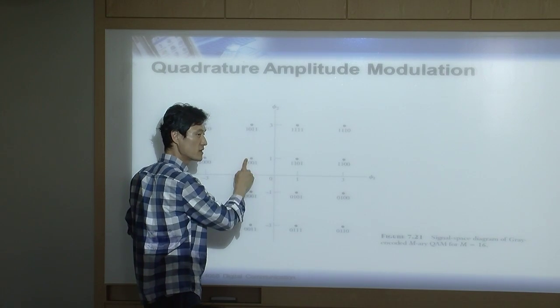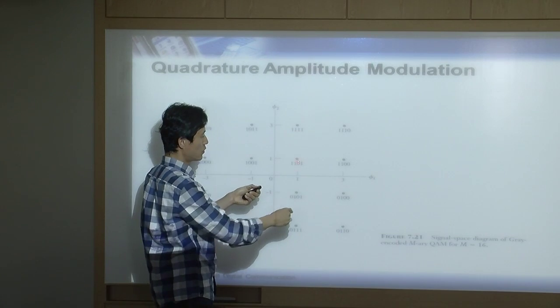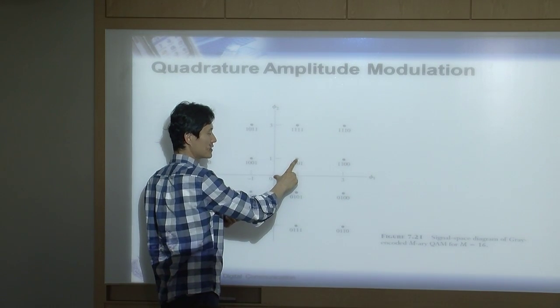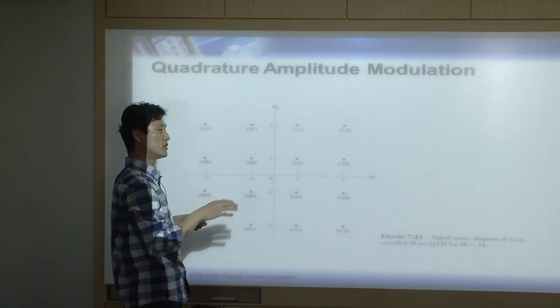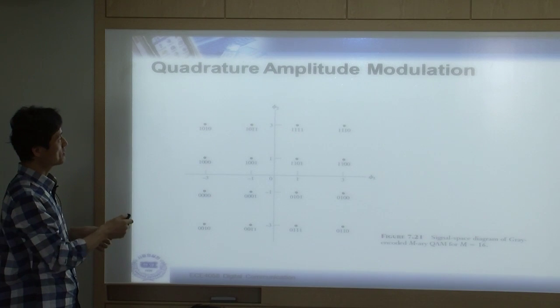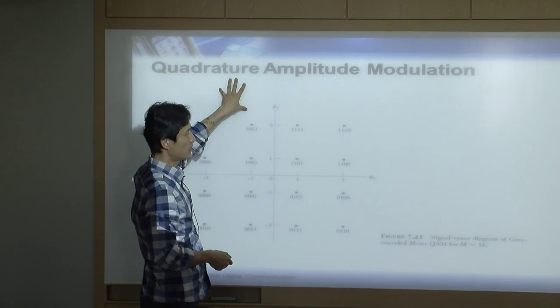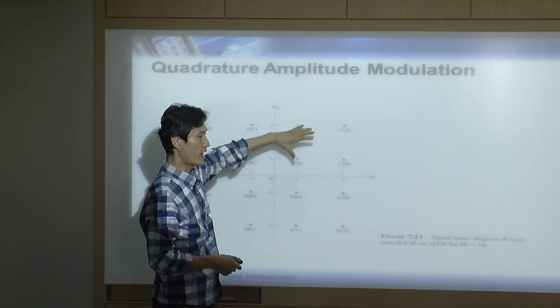Each one has a different phase. So phase has information, but when you compare this symbol with this symbol or this symbol, you see that the amplitude is different. This one has this amplitude, this one has a very large amplitude. So amplitude also has information. We call this QAM.